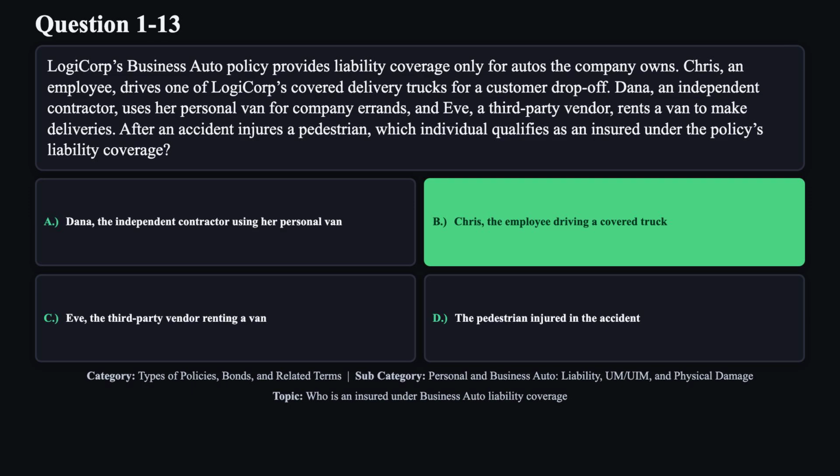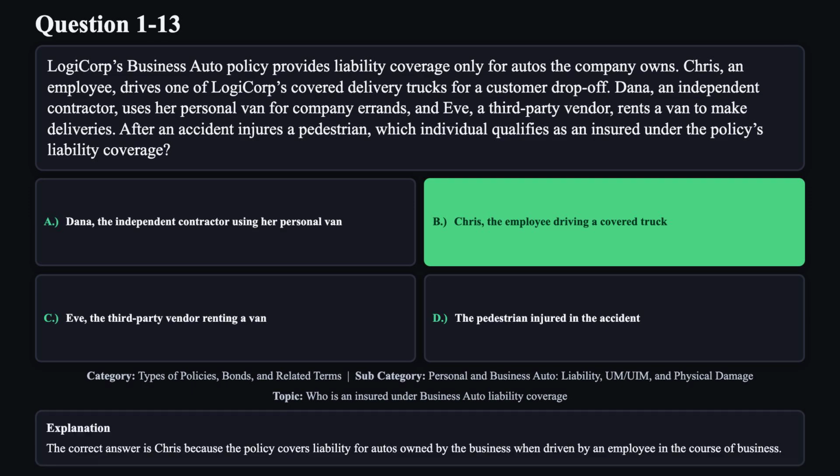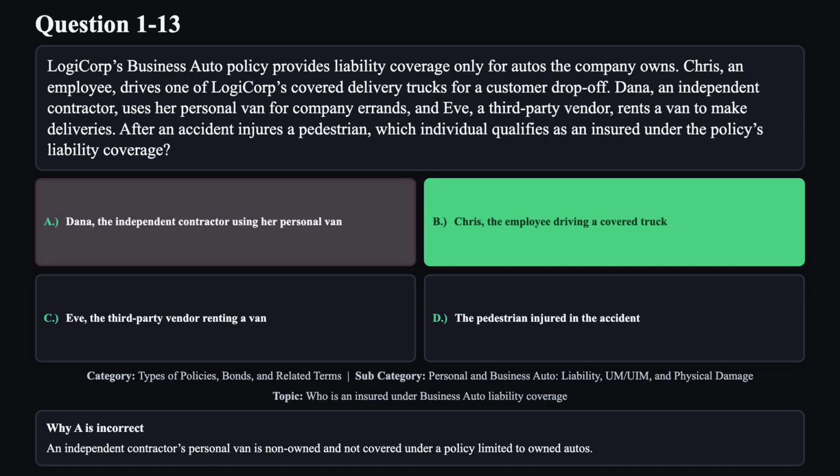The correct answer is B. The correct answer is Chris because the policy covers liability for autos owned by the business when driven by an employee in the course of business. Reason A is not correct. An independent contractor's personal van is non-owned and not covered under a policy limited to owned autos.